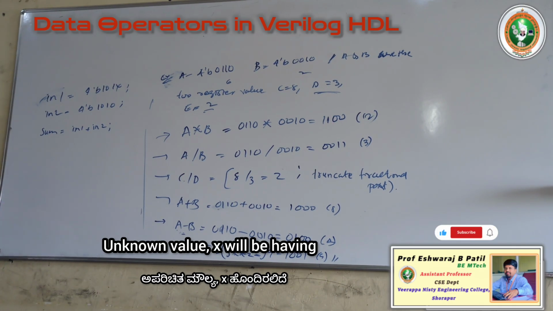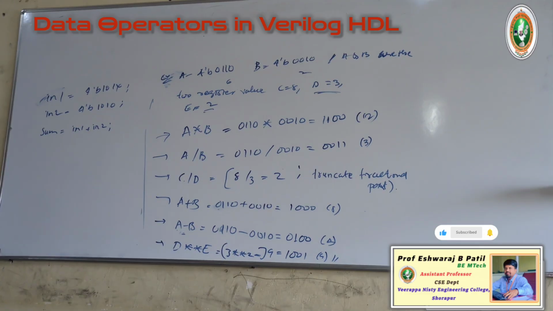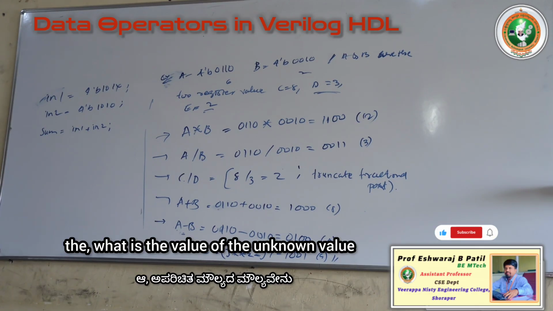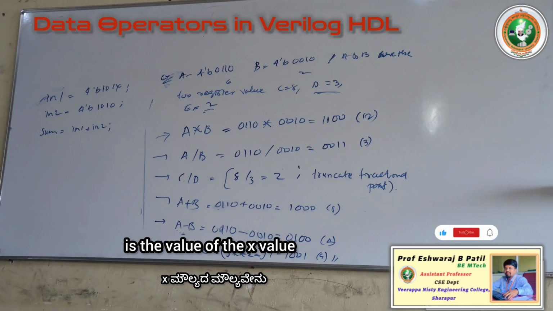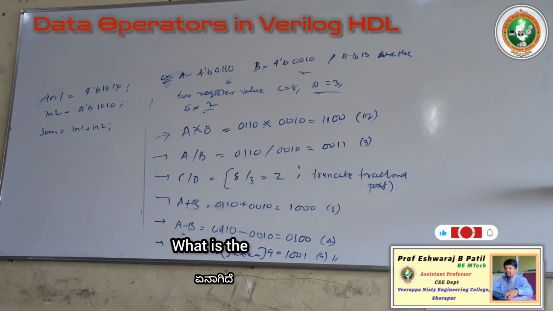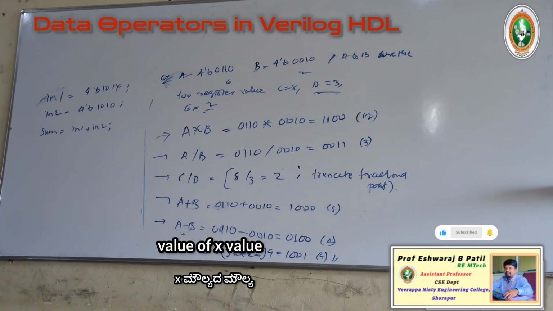Unknown value x, what is the value of the x value? What is the value of x value? What is the value of x value? What is the value of x value? X value is 0 or 1. Here the value is 0 or 1.